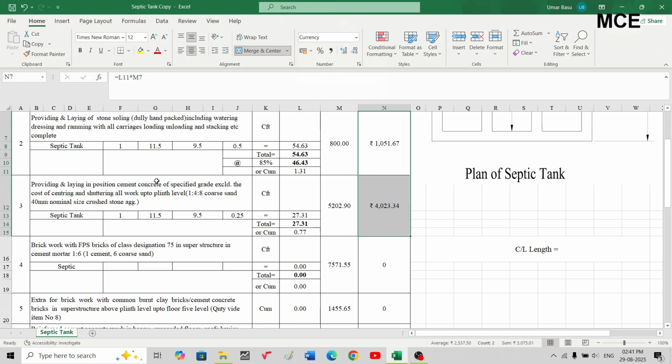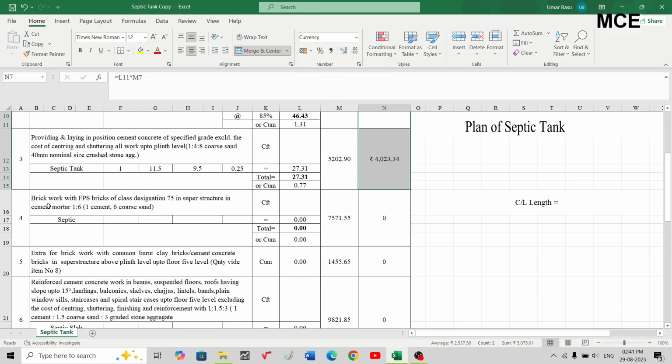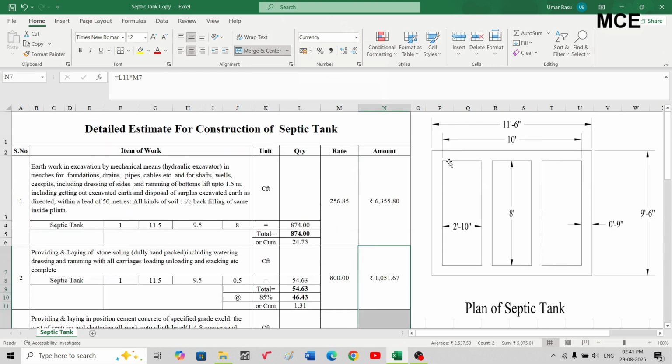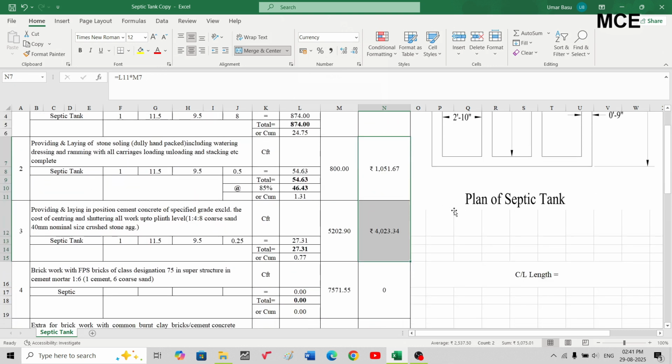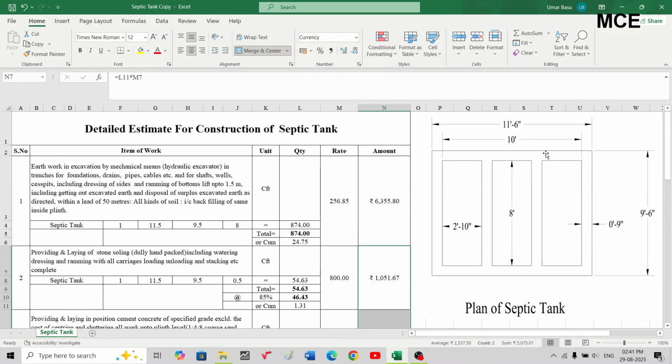Okay, the next item after this will be the brickwork with foot-pound system bricks of class designation 75 in superstructure in cement mortar 1:6. You have to find the quantity of the brickwork in this septic tank. For this we will first calculate the center length of the septic tank. So internal is 10 feet, external is 11 feet 6 inch. So center length of long walls will be 10.75.